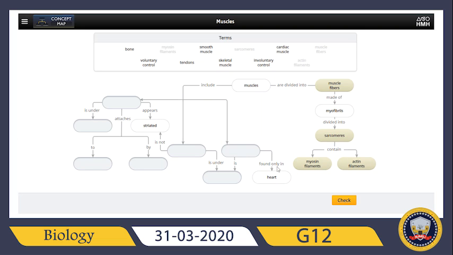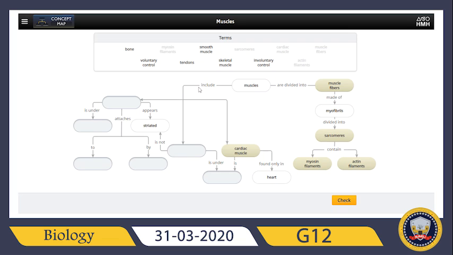So how can we solve this map? Let's think together. They give us a hint here, striated and hard. So what can we find only in heart? Let's try here cardiac muscle. Okay, so cardiac muscle found only in heart. So what is this? Is under what? Attaches to what? Appears striated.